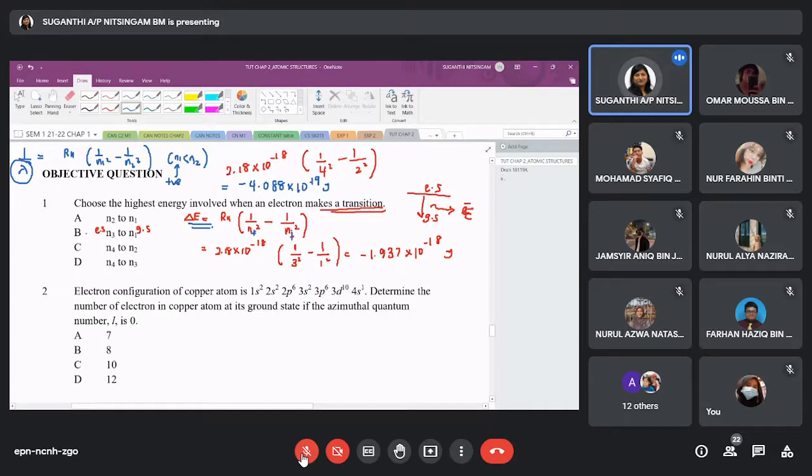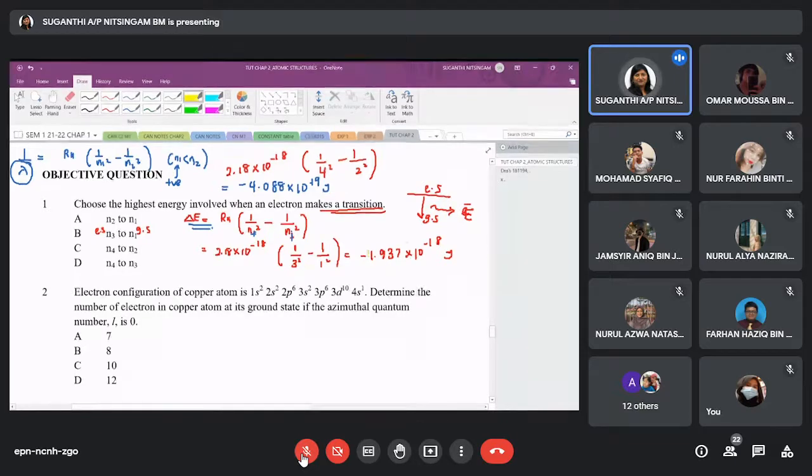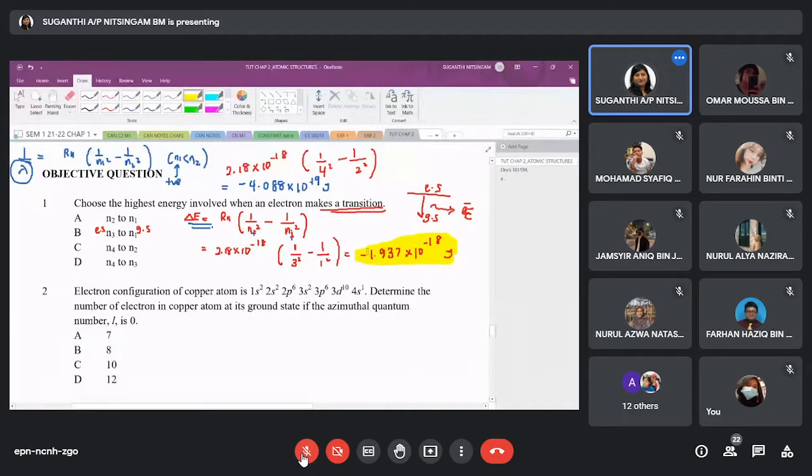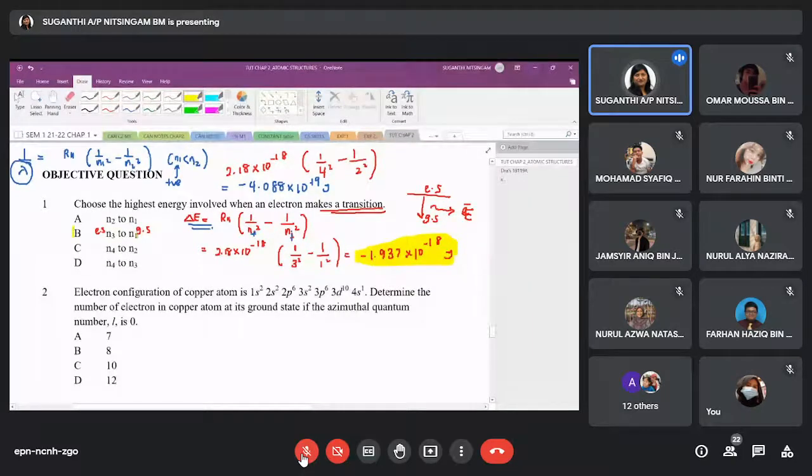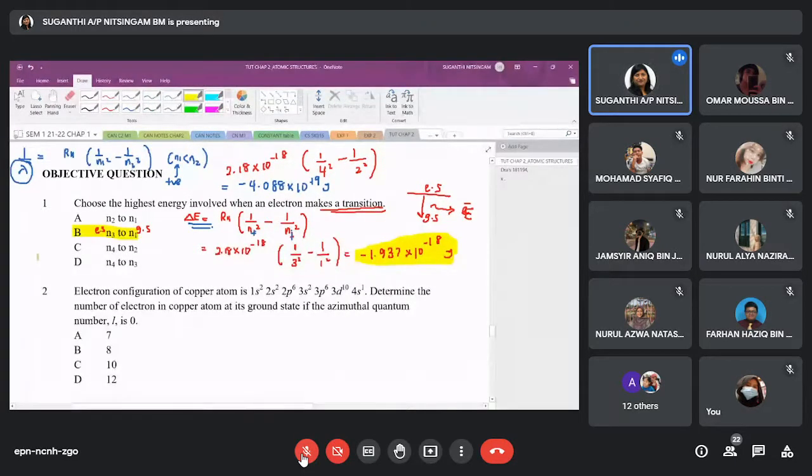Okay, so your answer is 3 to... here lah, this is a bigger value, right? This is a bigger value. Okay, smaller negative is higher value kan? So 3 to 1. But here they have given it to 4 to 1. I'll double check this, but I think this is correct lah.